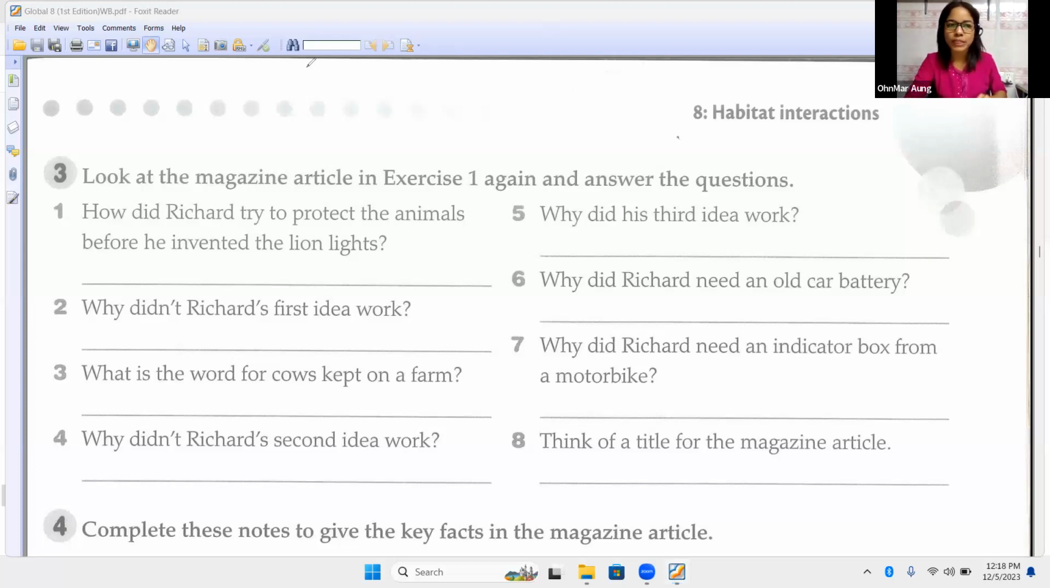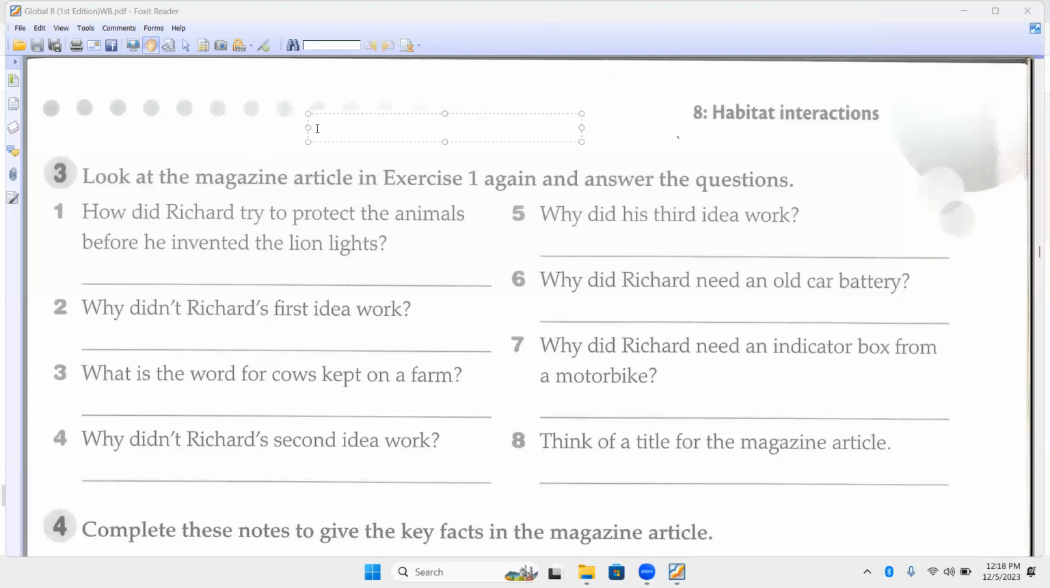Think of a title for the magazine article. The whole passage, you must give your own title. Do you have an idea for the title? Okay. Who wants to give the title for this story? What is the main idea? Protecting cows from a lion. I will write it down.